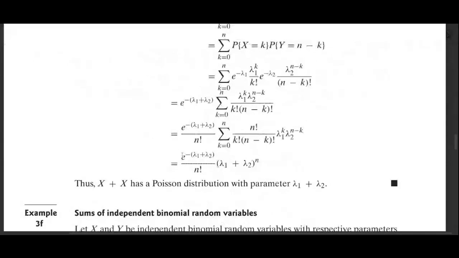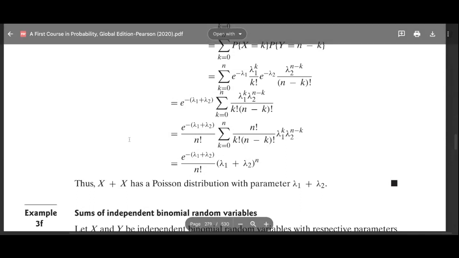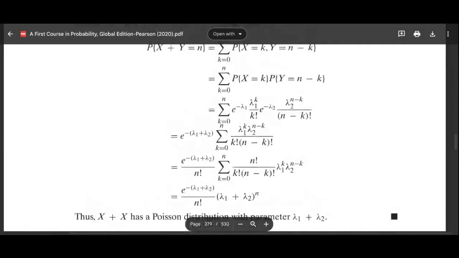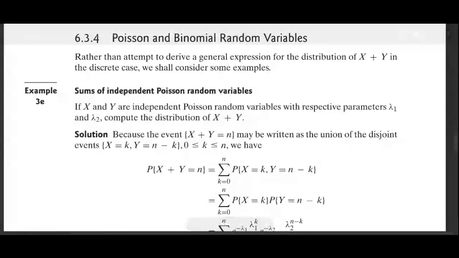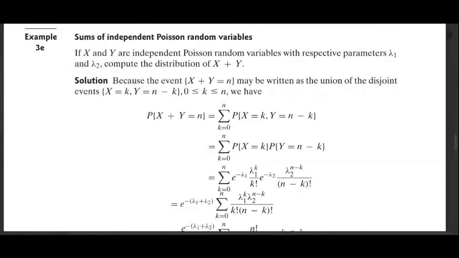So we have this nice formula: (λ1 plus λ2) raised to the n divided by n factorial, divided by e to the λ1 plus λ2. But anyway, this is nice. Stuff like that tells you mathematics should be simple. The true mathematics should be simple. Anyway, this is beautiful.